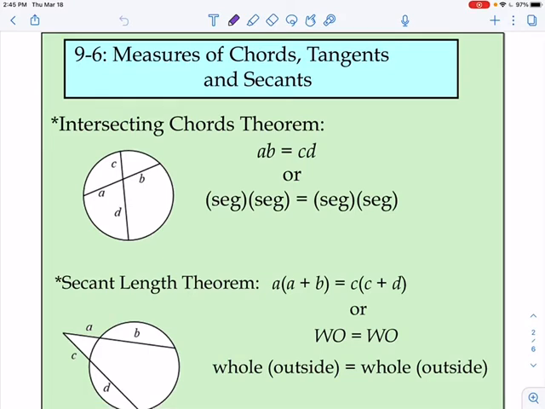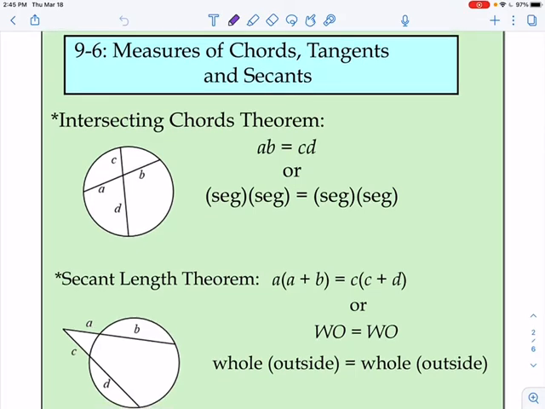If you have intersecting chords, two line segments intersecting inside the circle, like you see in this top picture here, then the rule is if you multiply A times B, that's going to equal C times D. So A times B equals C times D. Or the segment times the segment equals the other segment times the other segment.